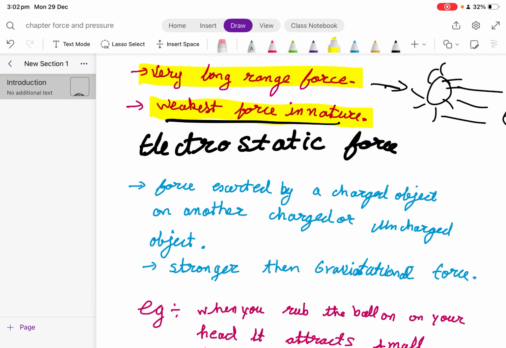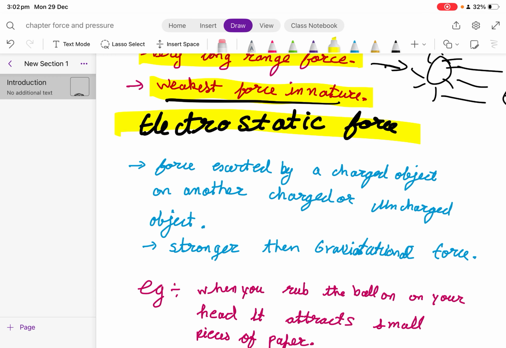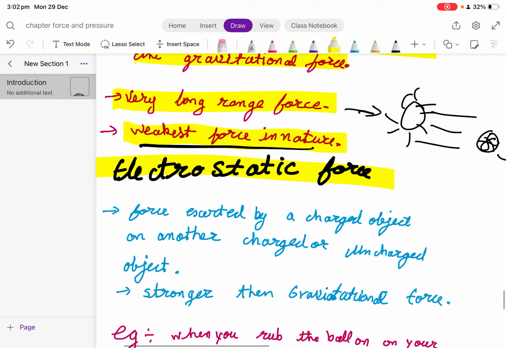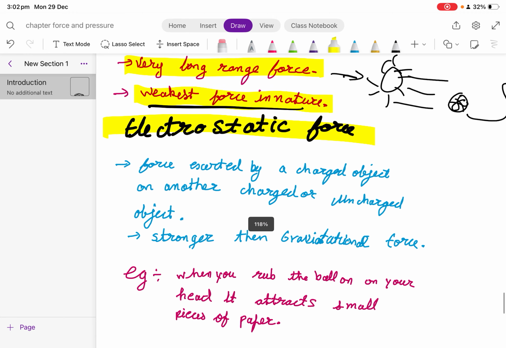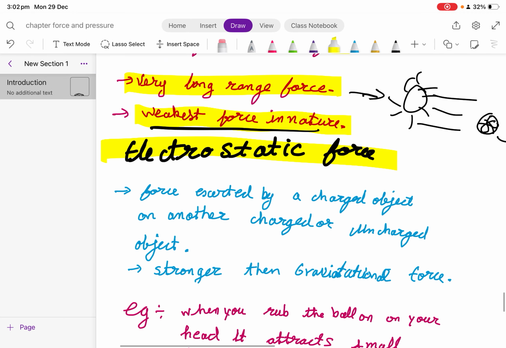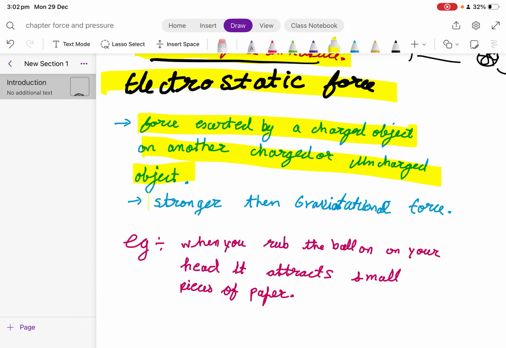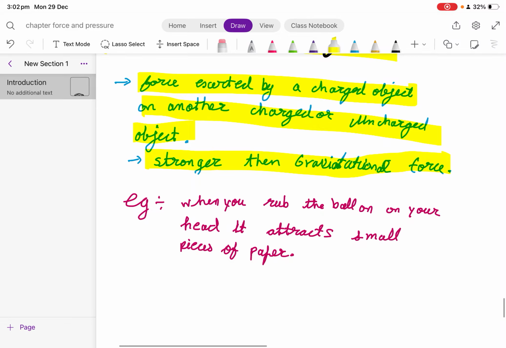Now the next topic is electrostatic force. Oh, not the next topic, it's the third type of non-contact force. It is the force exerted by a charged object on another charged or uncharged object. It is stronger than the gravitational force. It's not the strongest force, but it is stronger than the gravitational force.